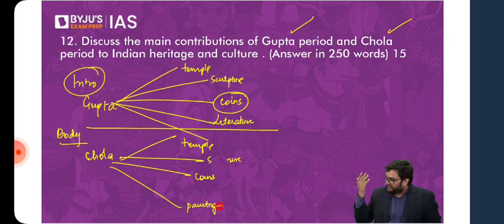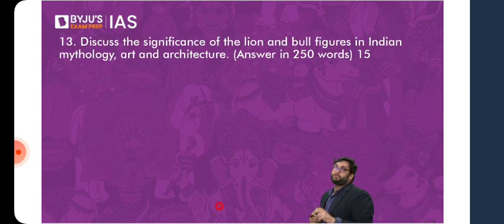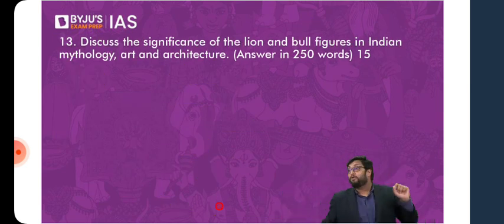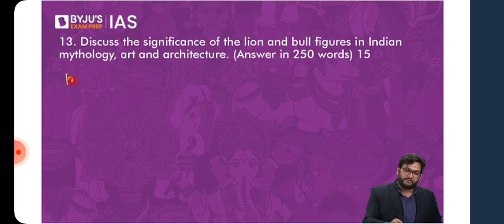Now, the next question which came in 2022, 3 questions were there. Discuss the significance of lion and bull figures in Indian mythology, art and architecture. Again, this question has no one right answer. You have to discuss the introduction, how different images have been used across Indian culture in that regard. Now you have to discuss where have we seen lion, where have we seen bull.